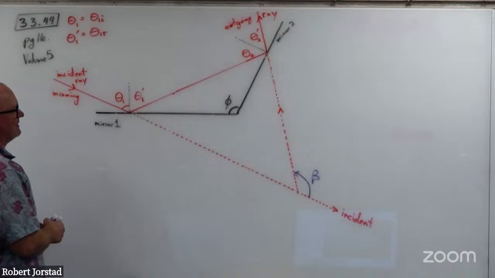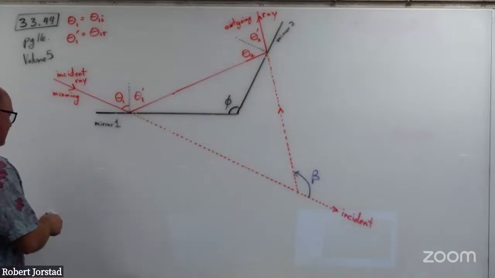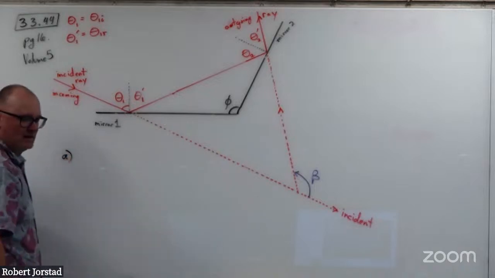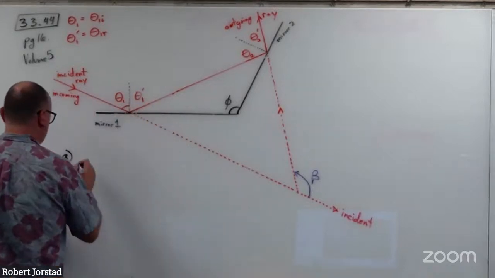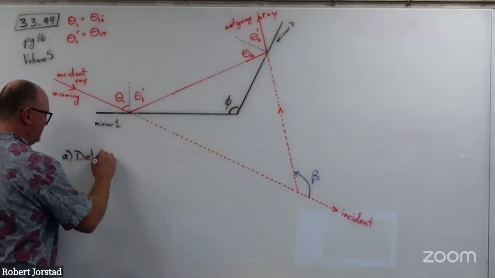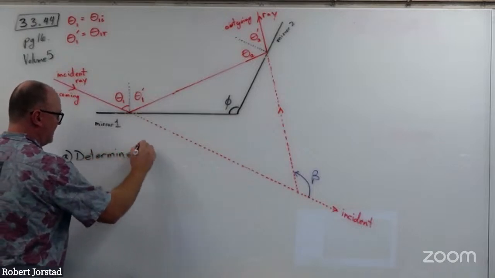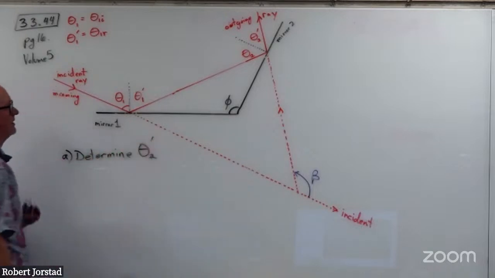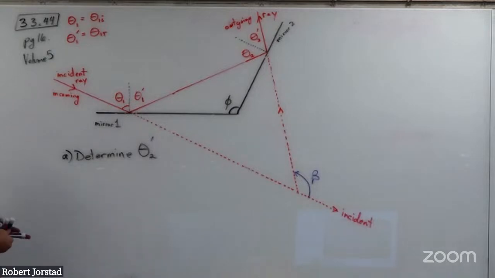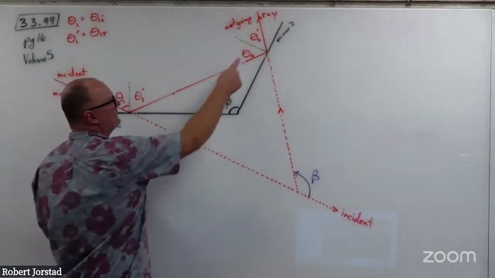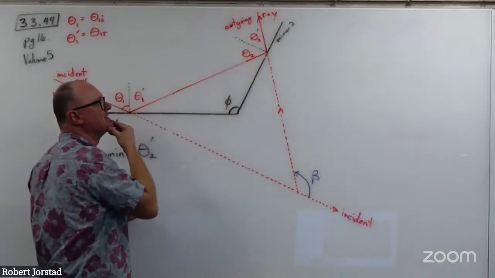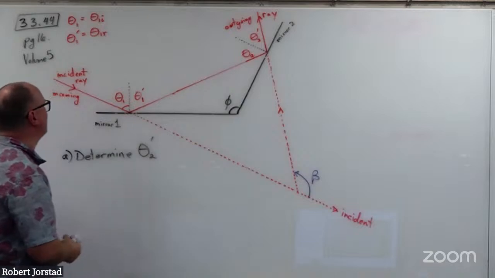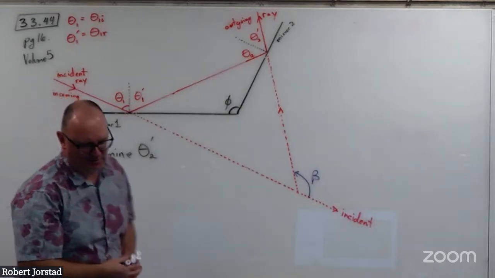So now in this case, on part A, the question is: determine theta 2 prime. Okay, well, let's work backwards from that. In order to figure out theta 2 prime, if I could just figure out theta 2, I could do this. Well, how am I going to do that? What do I know? What is given in the problem?